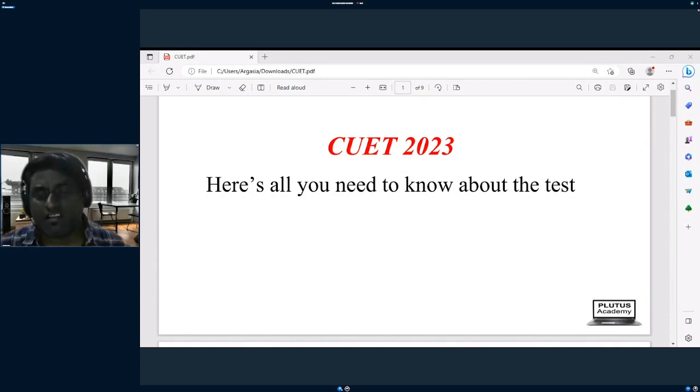So let's start the syllabus brief introduction of the CUET. First of all, we need to understand what is the pattern of the CUET, what is the subject accuracy and subject knowledge, what is the syllabus, and how to prepare for the CUET examination. That is really important for every student who is involved in the CUET 2023.